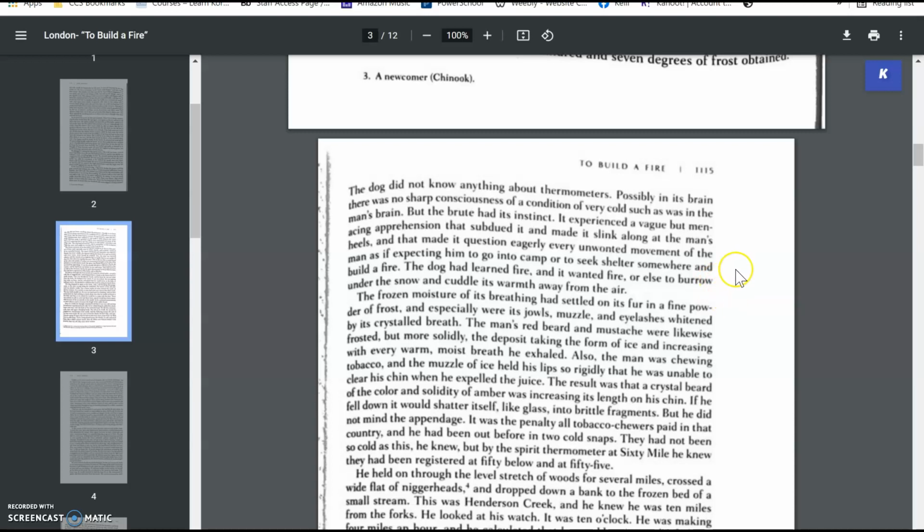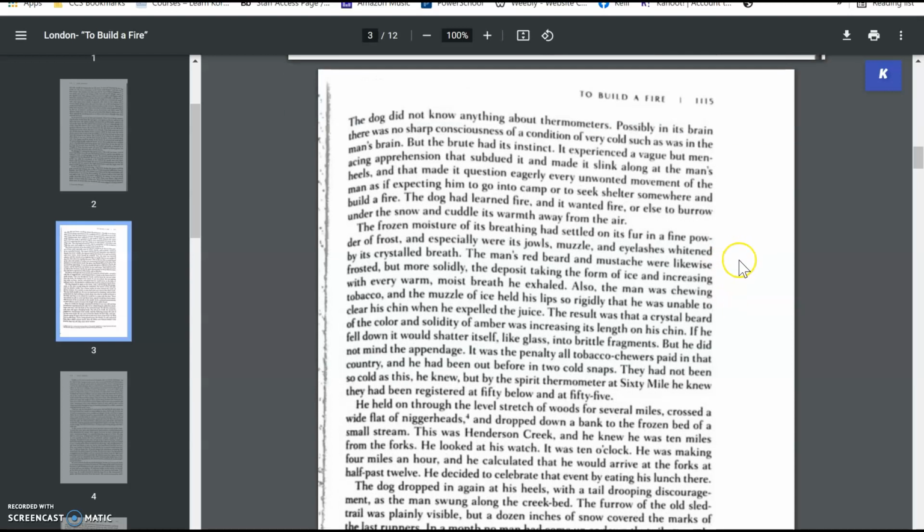The dog didn't know anything about thermometers, obviously, but he had learned that man means food, means shelter, and specifically means fire. The dog had learned fire, and it wanted fire, or else to burrow under the snow and cuddle its warmth away from the air. Sled dogs would often dig themselves big tunnels underneath the snow, or they could burrow down and be protected from the cold, the wind, and the frost. Okay, so the dog is not a stranger.